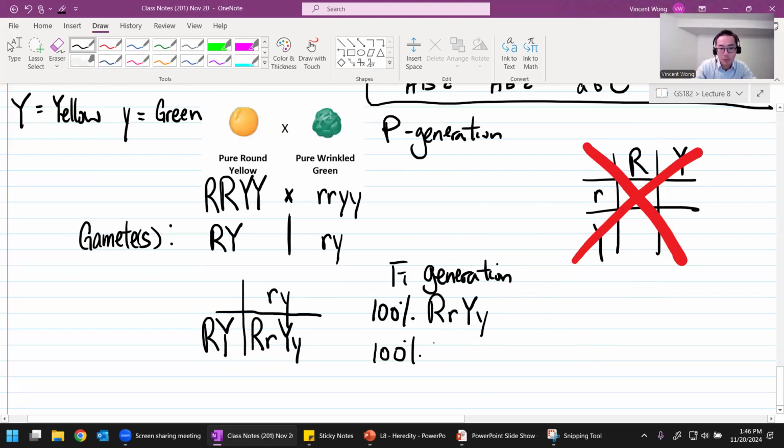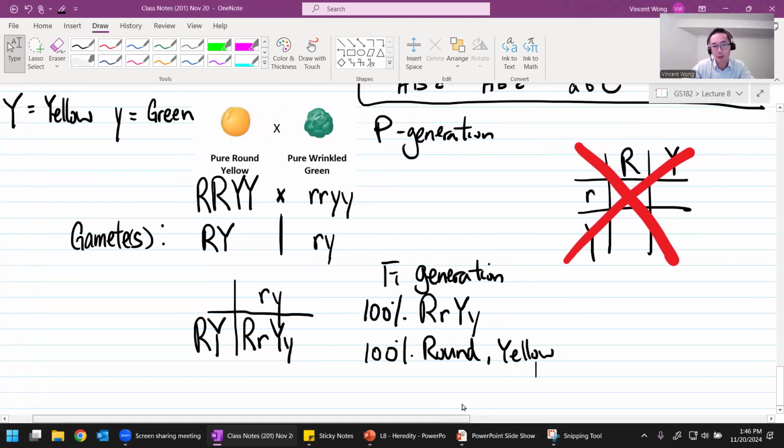So 100% round and yellow. And this is the reoccurring theme I have been trying to tell you about. If the parents are pure and they look different and you don't know which one is dominant trait, you breed them and you see what the first generation looks like. The first generation, the F1 generation, will always possess the dominant phenotype. So I'm just gonna leave this for a bit. We'll come back to it.